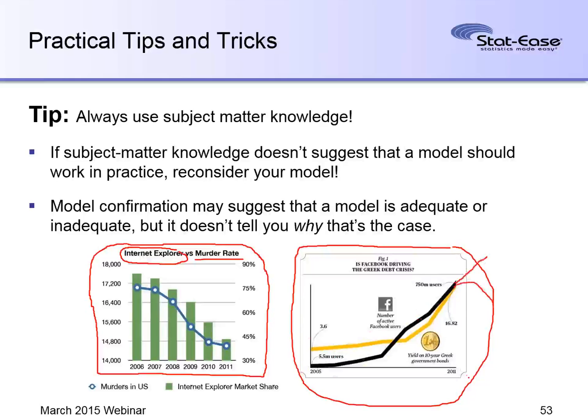Okay? Always use subject matter knowledge, because even though sometimes something really goes against your intuition, you need to investigate it. That doesn't mean you need to throw away the result and redo everything. You just need to take a second look and give it some thought.